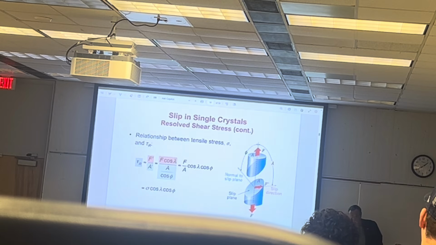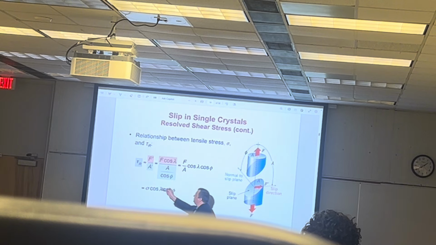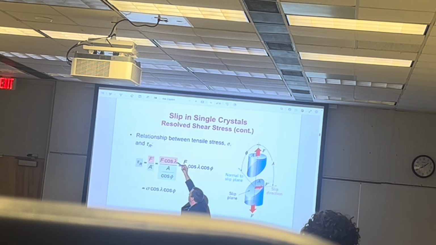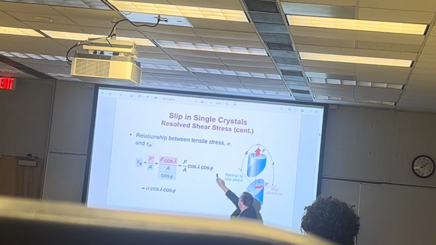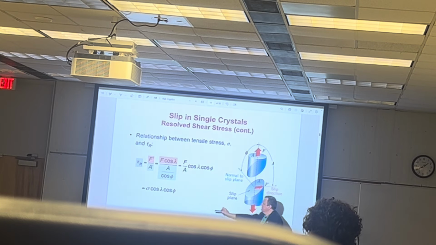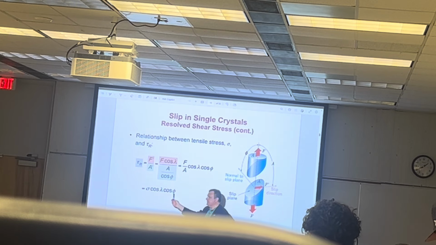Okay, what will cause the slip? Let's derive this equation for the critical resolved shear stress. We write that tau sub r is equal to F prime divided by A prime, or F cosine lambda divided by A divided by cosine phi. This becomes F over A times cosine lambda cosine phi, and that's equal to sigma, the normal stress, times cosine lambda cosine phi.